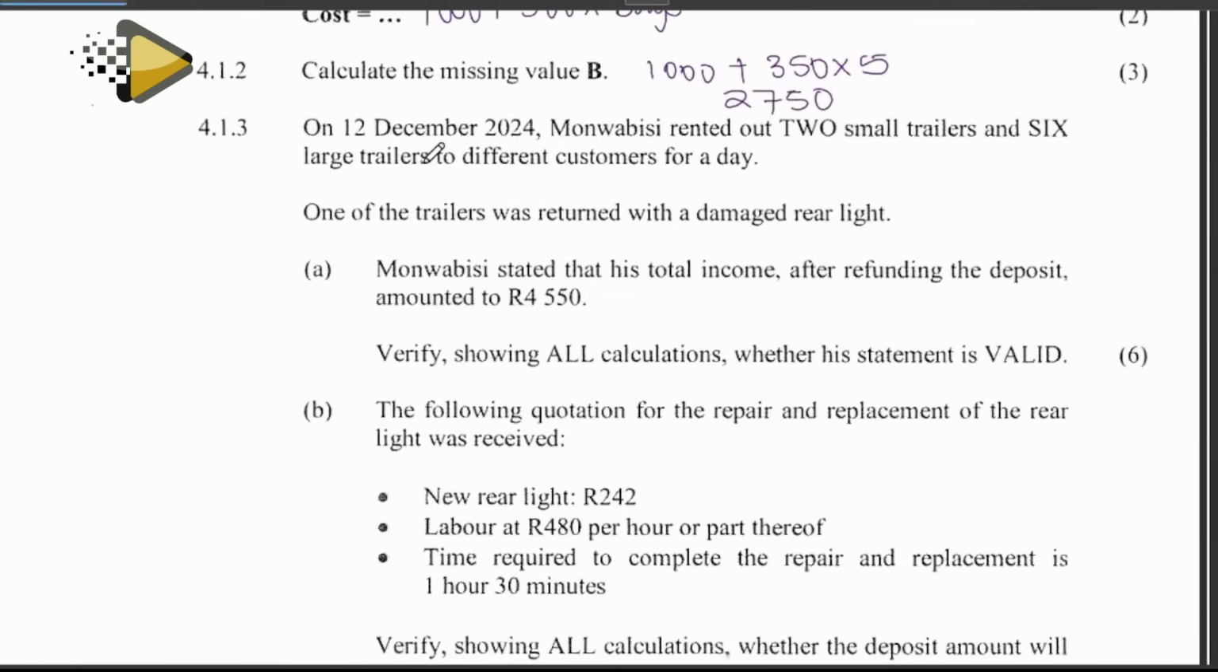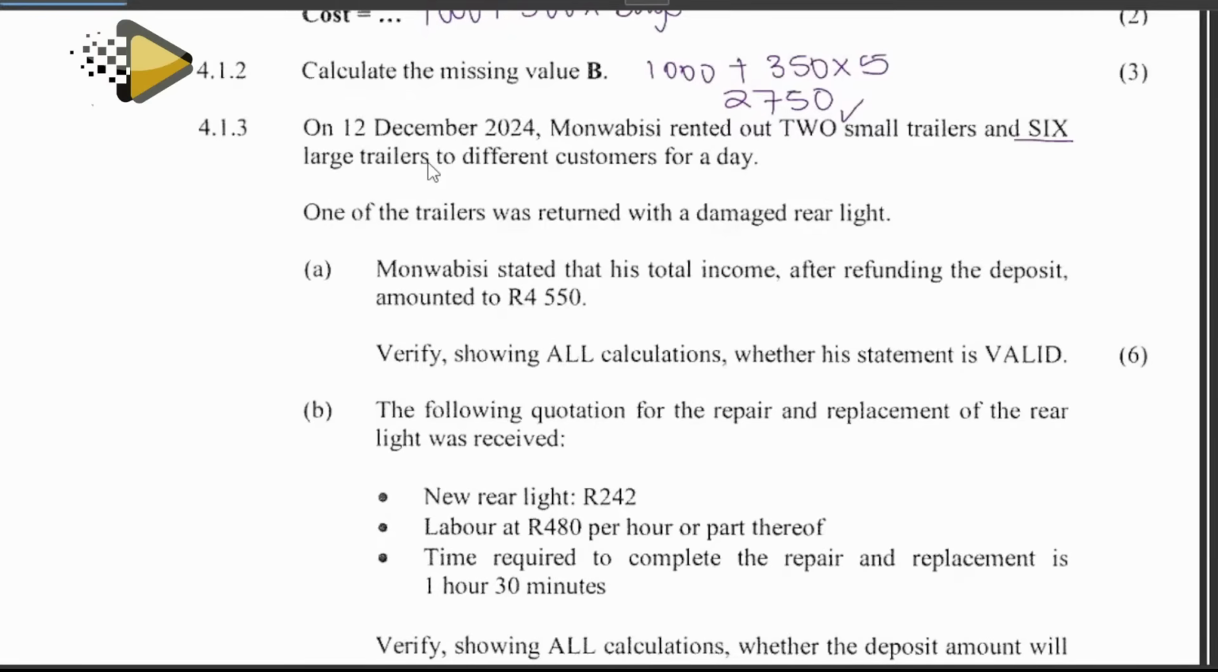On 12th December 2024, Monwabisi rented out 2 small trailers. Take note of that. 2 small, then 6 large. All right. One of the trailers was returned with a damaged rear light. It will now be stated that his total income after refunding the deposit amounted to 4,550. Verify, showing all calculations.